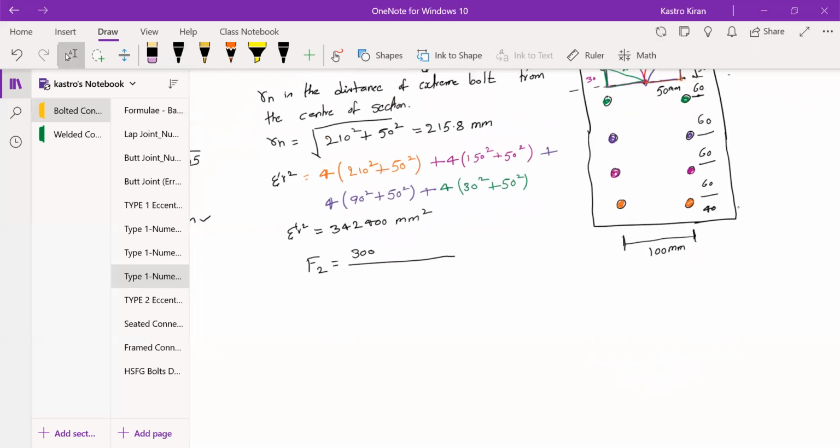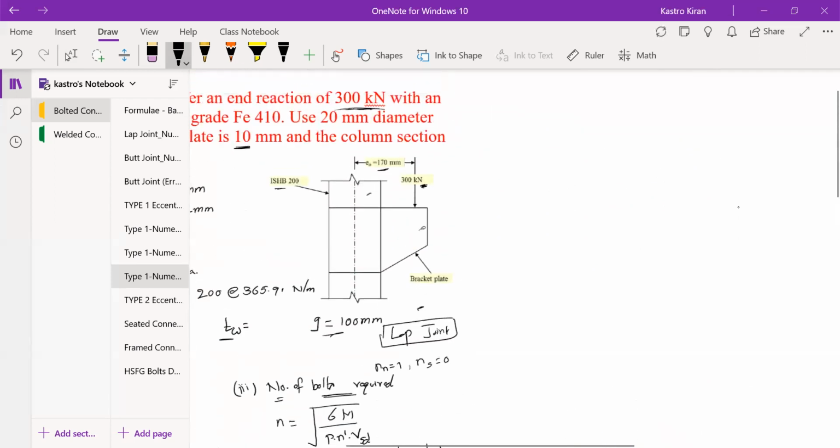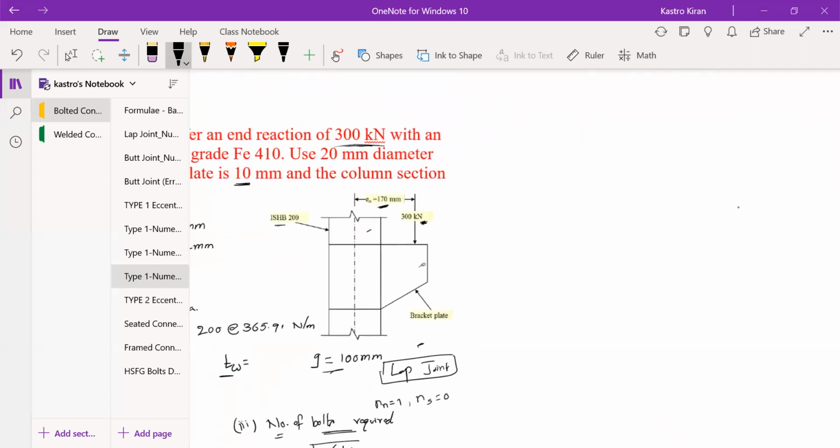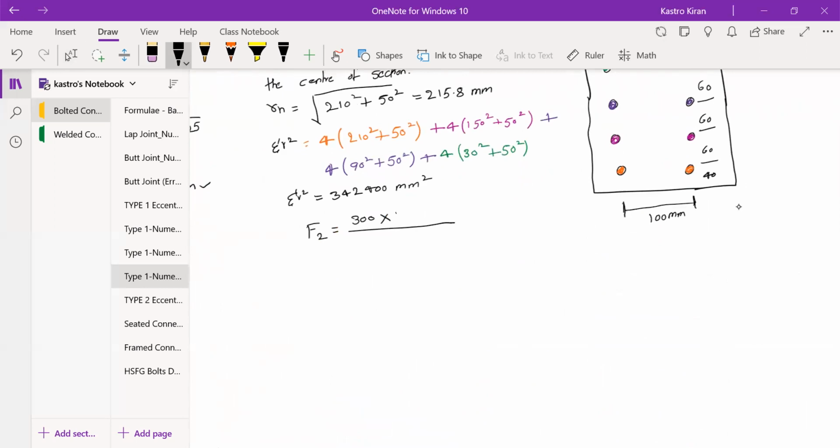So 300 into e, where e is the eccentricity of the connection. Eccentricity is 170 mm. So 170, and the Rn value is 215.8, upon the summation R square value, which is 342,400. This is how the value of F2 can be calculated. You will get approximately 32.1 kilonewtons. So this is the value of F2.